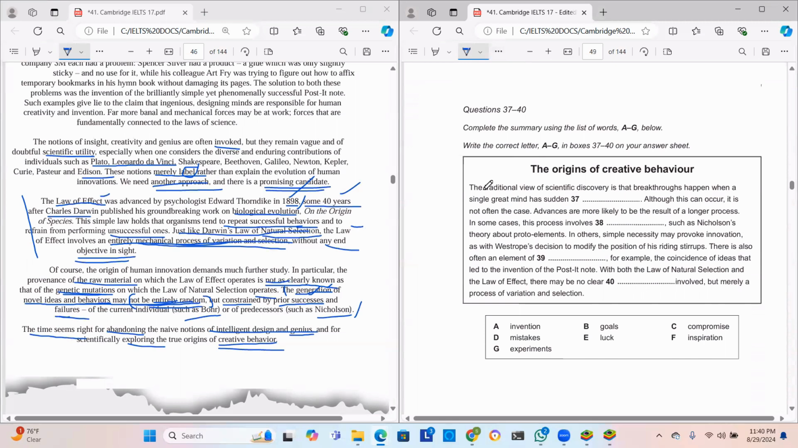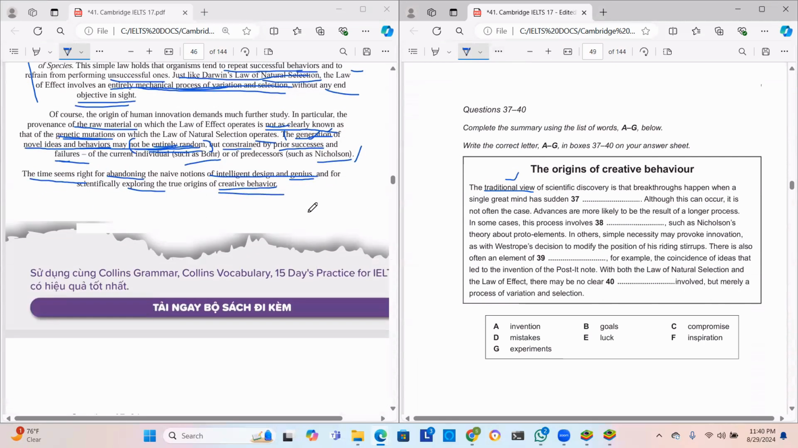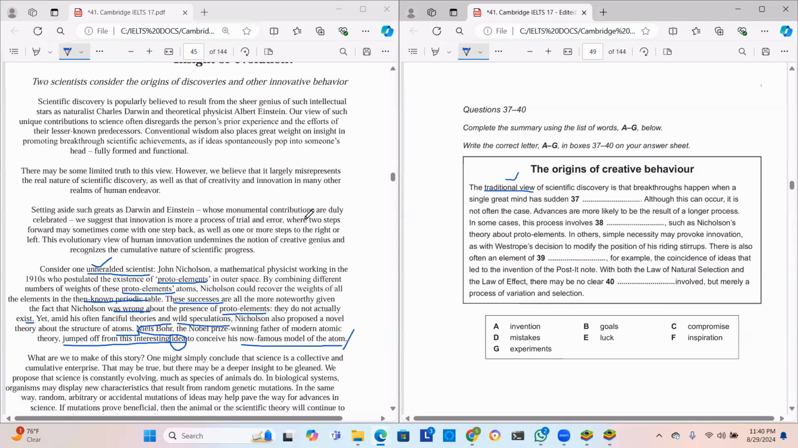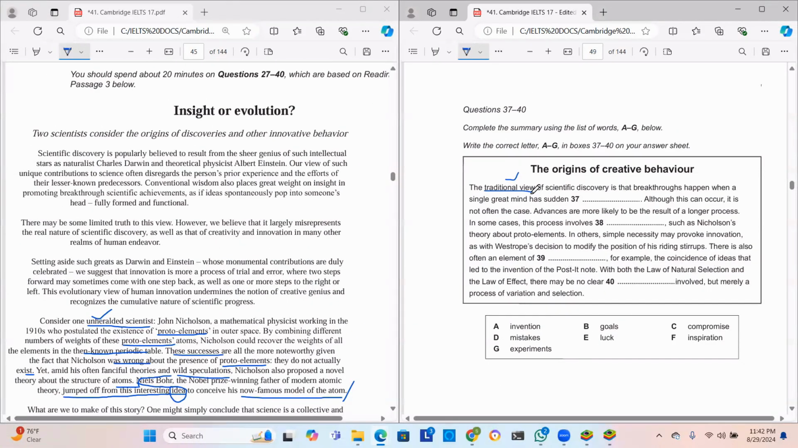The traditional view of scientific discovery is that breakthrough happens when a single great mind has a sudden dash. Traditional view means, I think we read about this in the first paragraph, right? Common view, traditional view. I think so. He's talking about the traditional view, guys, of scientific discovery, and that is breakthroughs. So this is also a keyword, right? Here we read about some breakthroughs in the first paragraph. What were those? Yeah, breakthroughs.